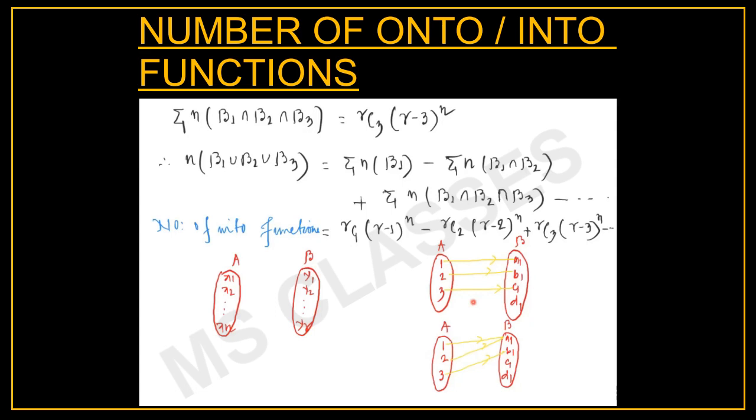So write it down. f mapping from A to B, an onto function exists if n is greater than or equal to R. If it is not, then no onto function exists.